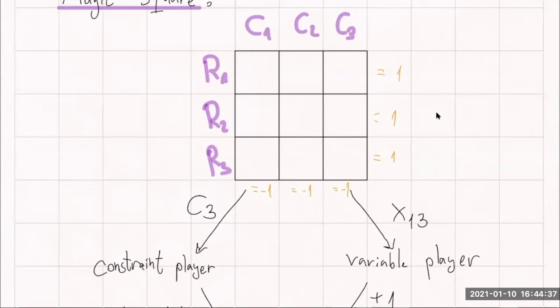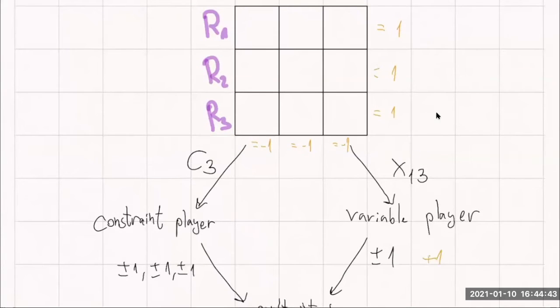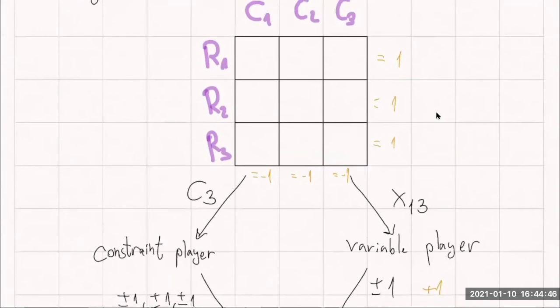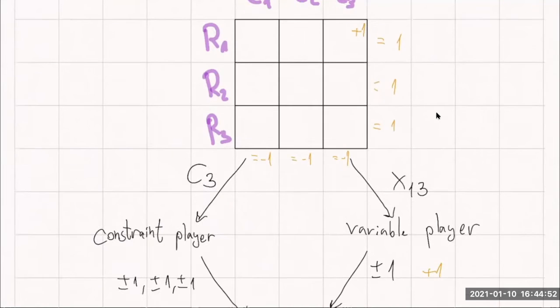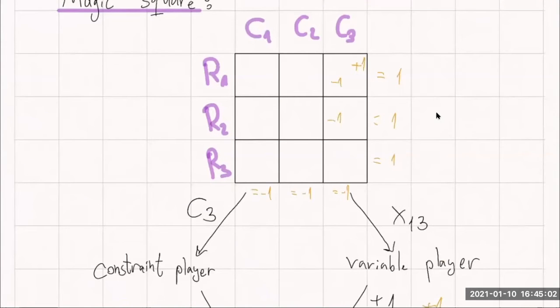So the orange will be an example. Say that the variable player answered with a plus one and the question was x13. It means that the variable player answers with plus one on this square. And the constraint player, maybe he answered minus one, minus one, minus one, and then I'm writing here minus one, minus one, minus one. And what am I checking? I am checking that the constraint is satisfied. And the constraint is the following. The product of every column should be minus one, and the product of every row should be plus one. So you see the constraint here is satisfied.